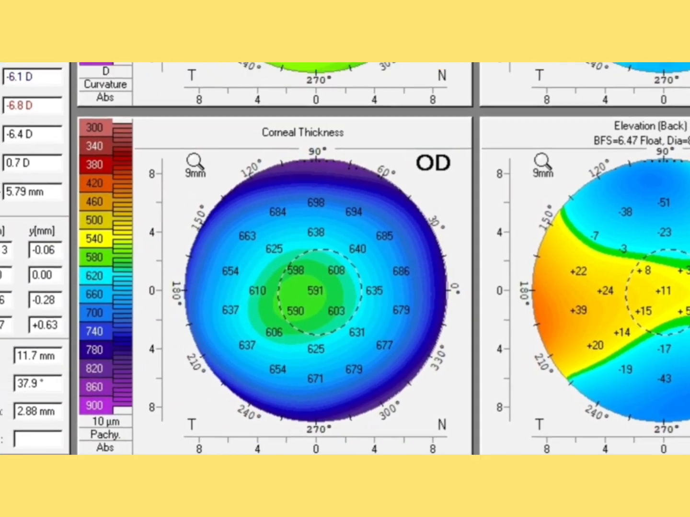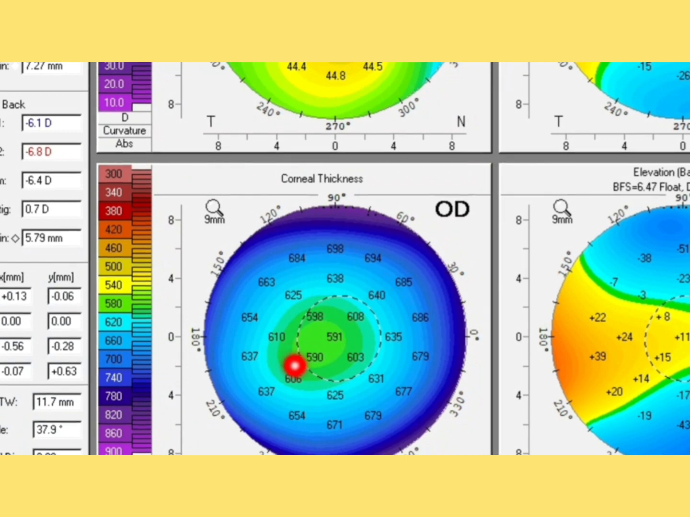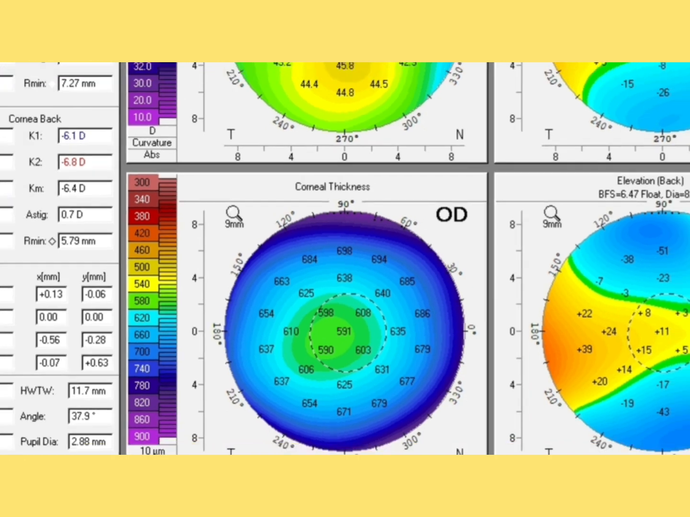If you see here, you can look at this point here, 640 and 606, that is more than 30, that is indicating quite an abnormality is going on in the cornea.